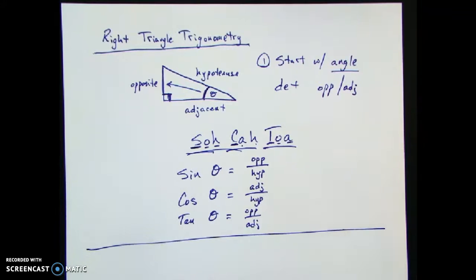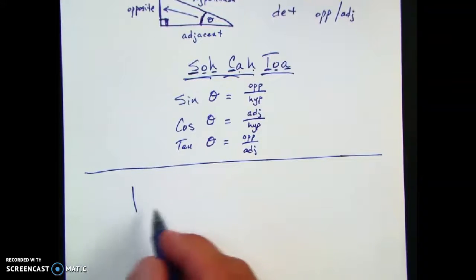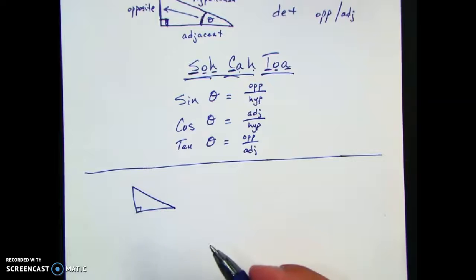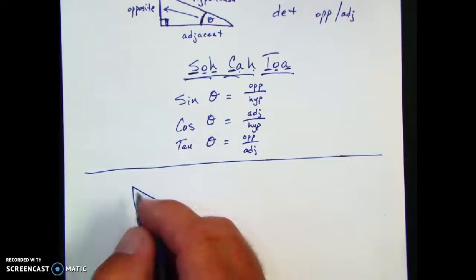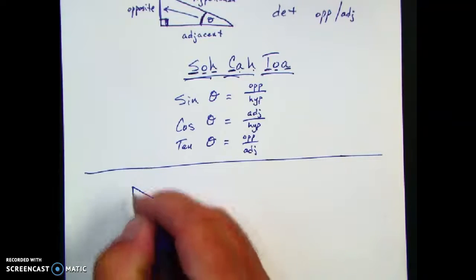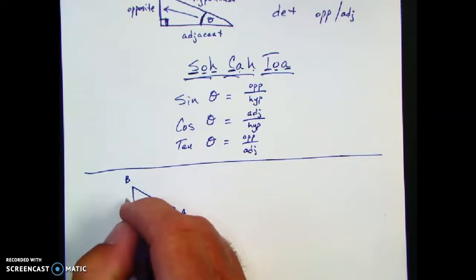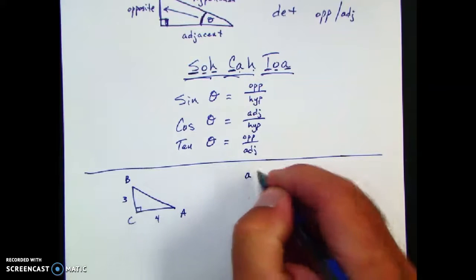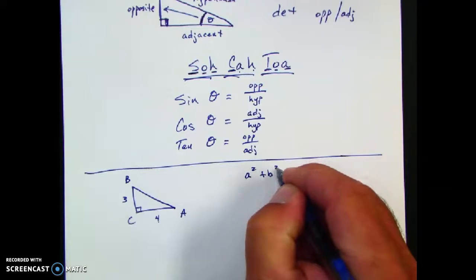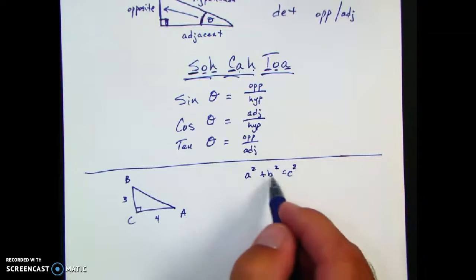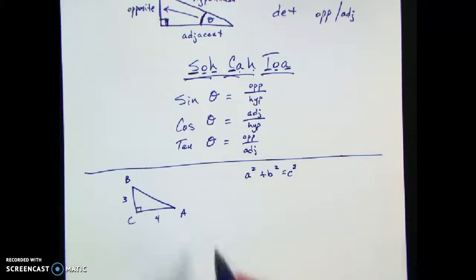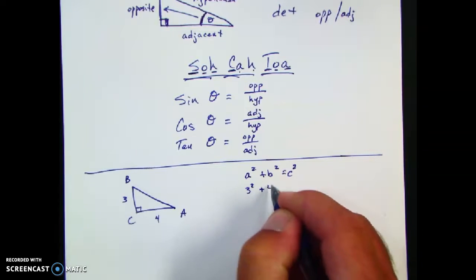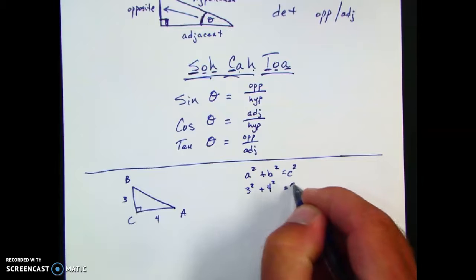So if I have a right triangle, and let's say I have two sides. So I have triangle ABC, and I'm given this side is 3 and this side is 4. Now remember, for all right triangles, we also have that Pythagorean theorem, a squared plus b squared equals c squared. And the a and the b are the legs. C is the hypotenuse. So in this case, if I wanted to find the hypotenuse, I could take 3 squared plus 4 squared equals c squared.